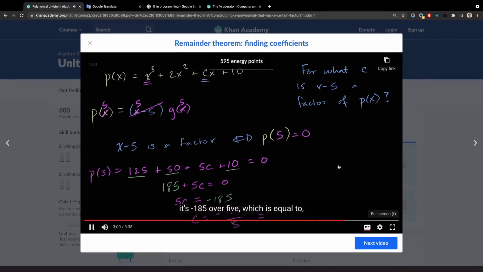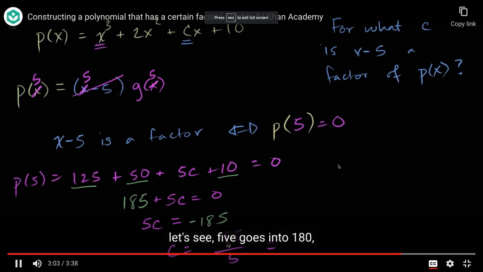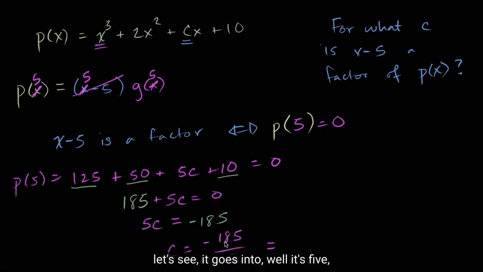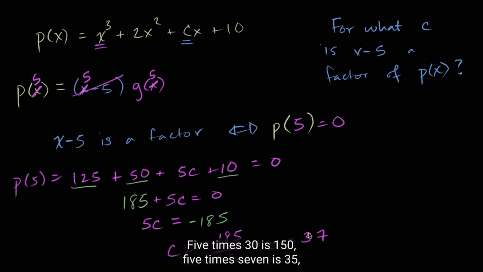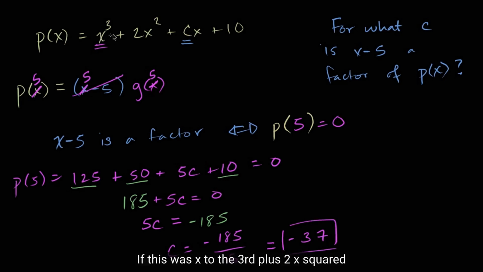Let's see, 5 goes into 180, it's going to be 30, 5 times 30 is 150, and then we have another 35 to go, so it's going to be 37, negative 37. Is that right? 5 times 30 is 150, 5 times 7 is 35, yep, negative 37. And we're done. If this was x to the third plus 2x squared minus 37x plus 10, then x minus 5 would be a factor of this polynomial.